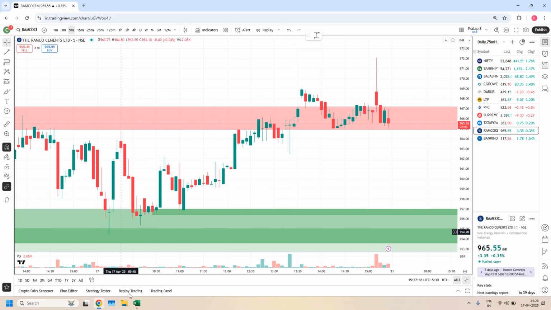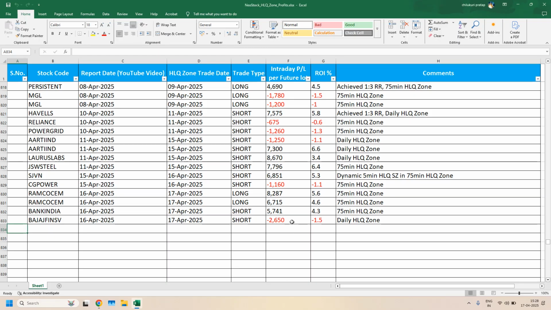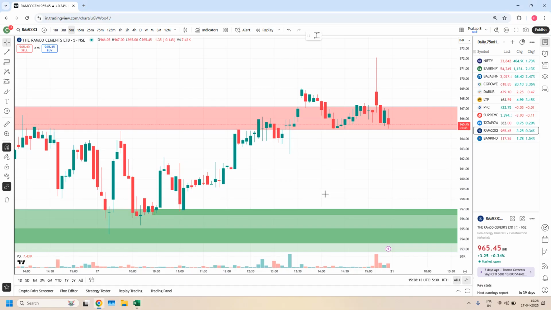And how much profit has it given? It has given 8,287 rupees profit, which is 5.6% ROI as per one futures margin cost.